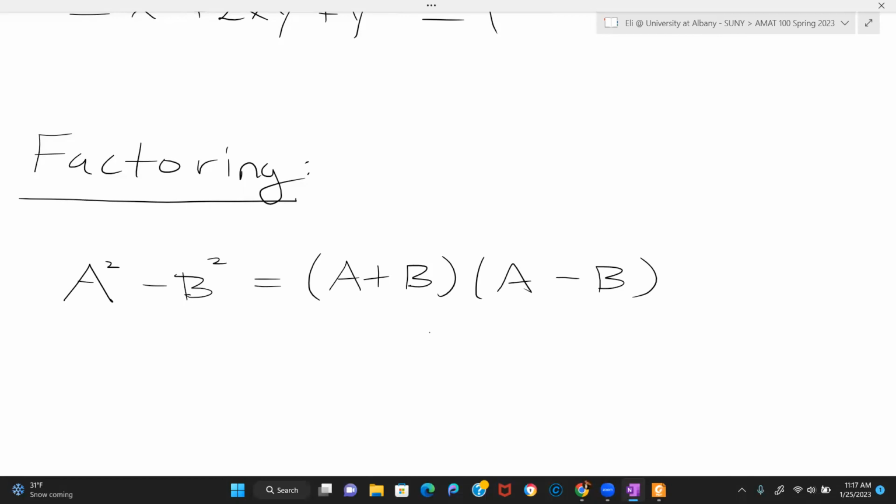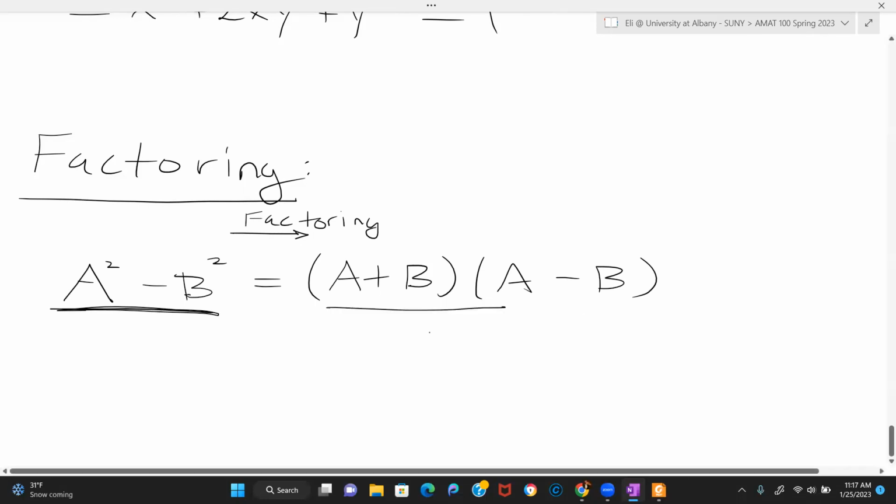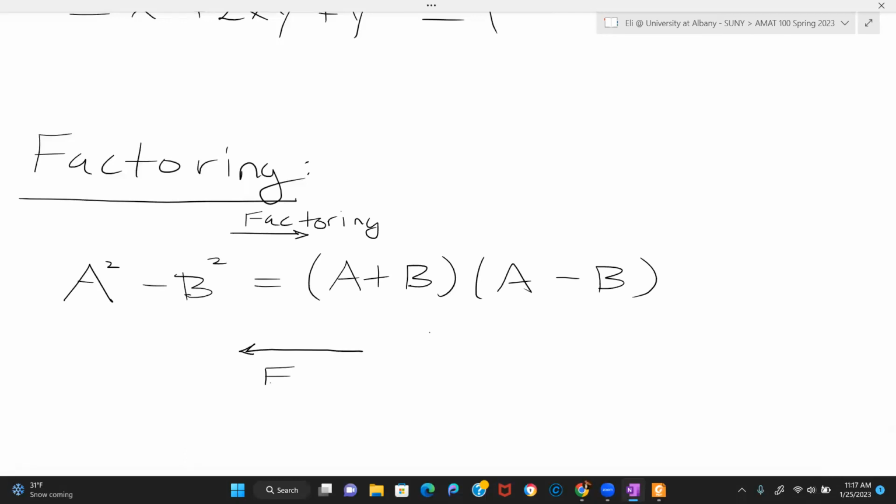So if you read it left to right, this process is seen as factoring. You're viewing the left-hand side and the right-hand side in factored form. And if you read this from right to left, this is expanding. These two things are the same; they're literally identical.